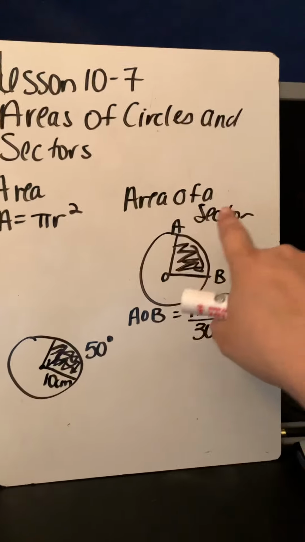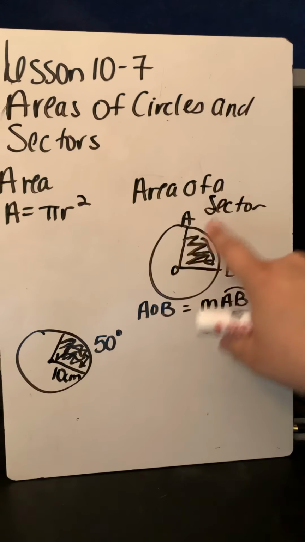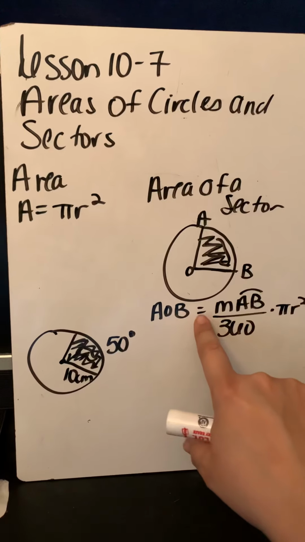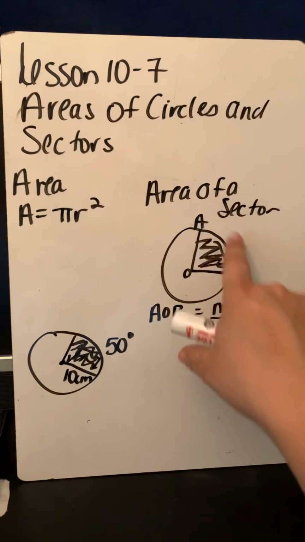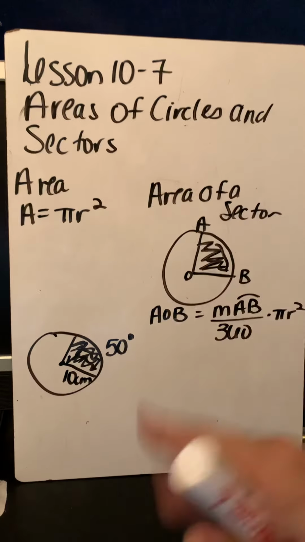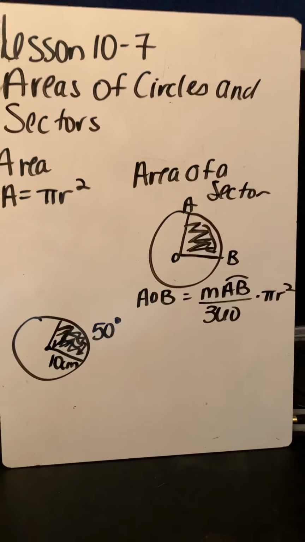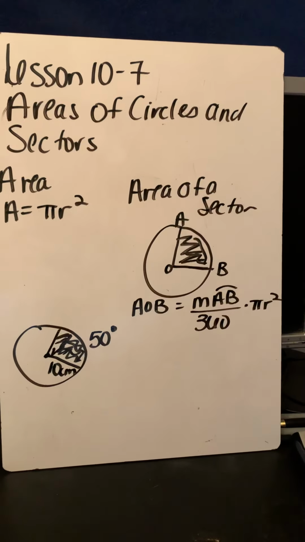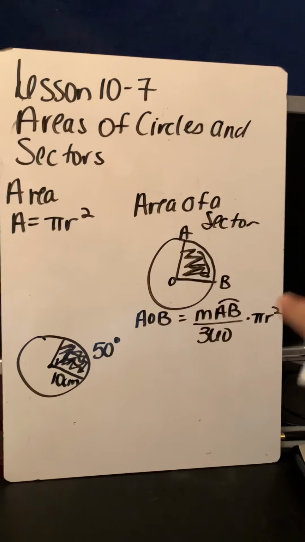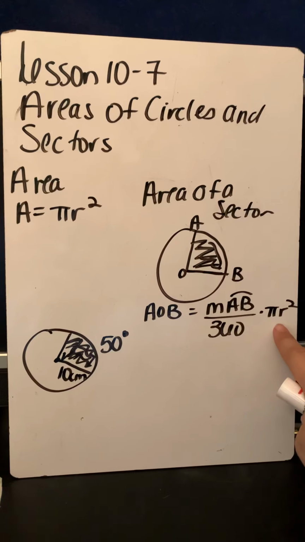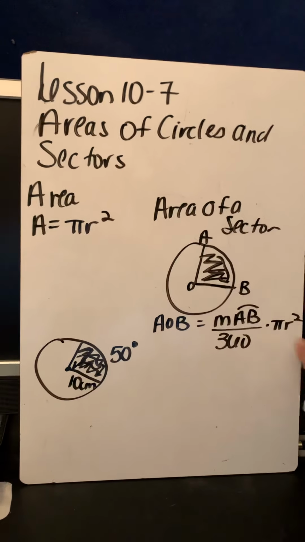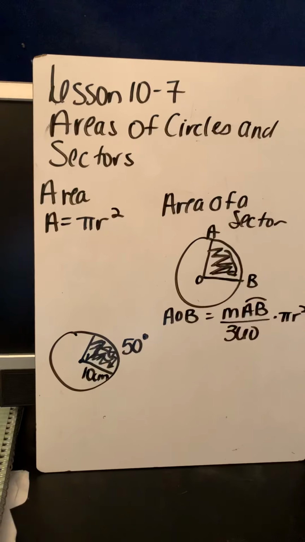Area of a sector, so there's your circle. This would be a sector within the circle. Area of a sector is the measure of that arc divided by 360 times pi r squared. So it is just like what you did yesterday with arc length. It's the same thing. The only thing different is instead of circumference, you are using the area formula. So that's the only difference with that one.